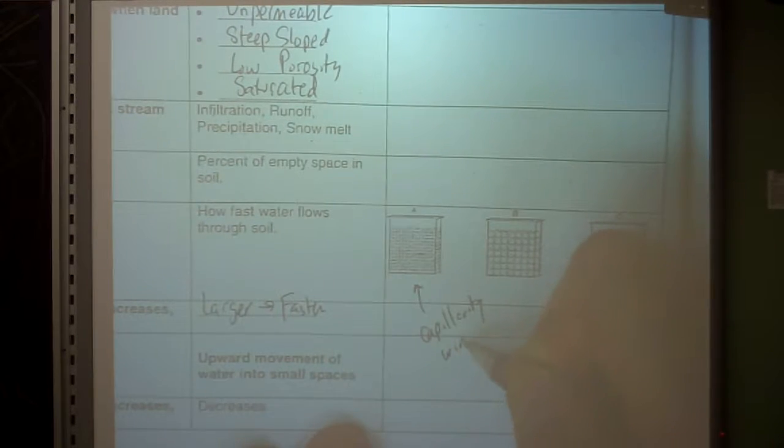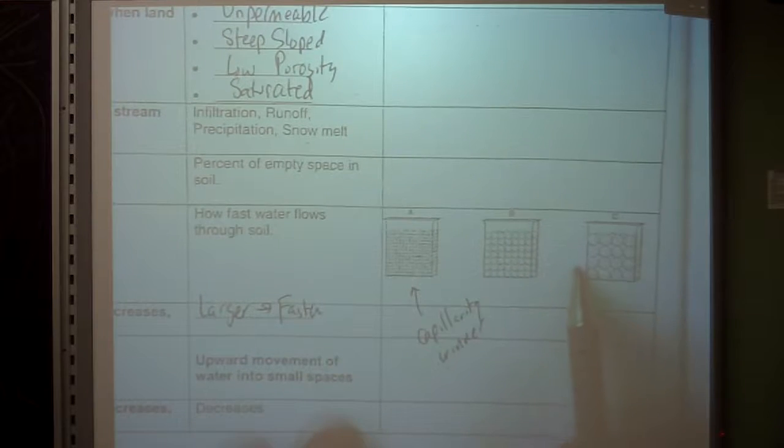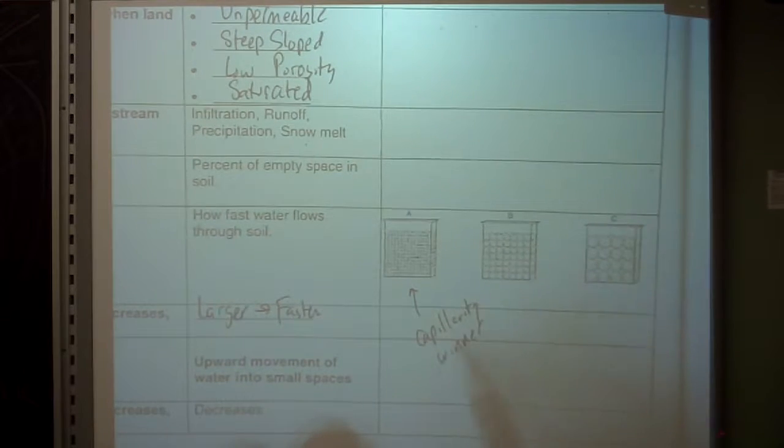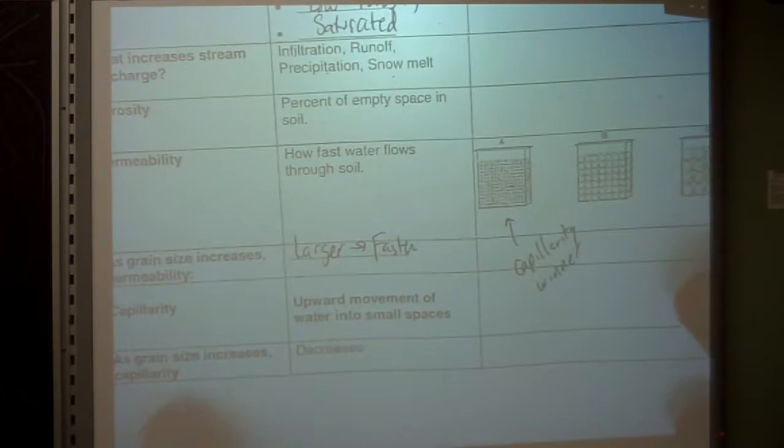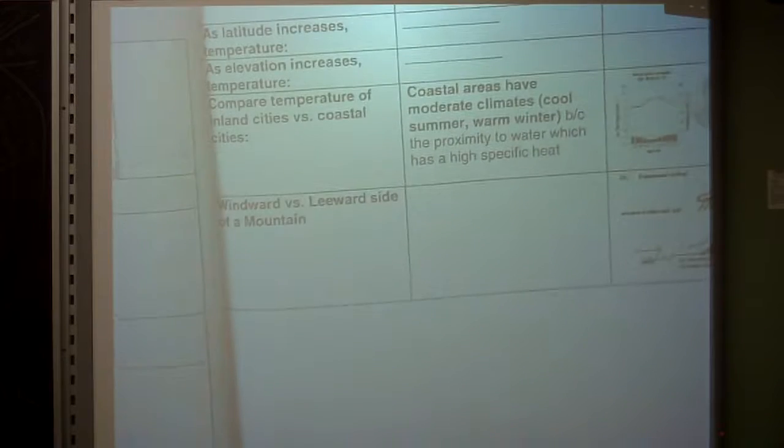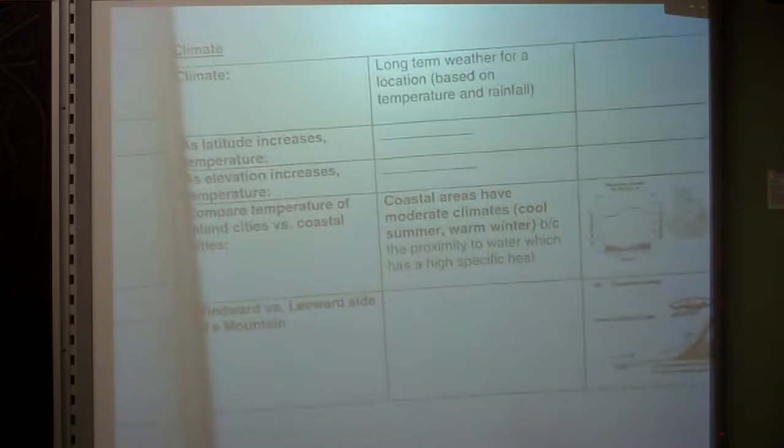That's the capillary winner. All the same porosity, best permeability here, but this one pulls up the water the best. It also retains water better. As grain size increases, capillarity decreases. You can see that.